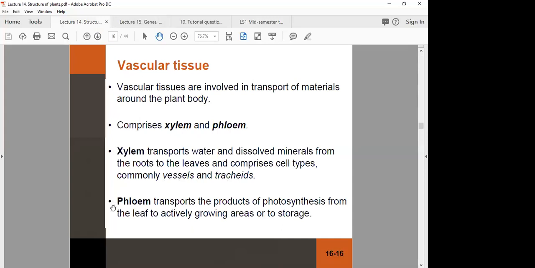The phloem vascular tissue transports the products of photosynthesis, from where these products are synthesized primarily in the leaf, to actively growing areas in the plant or to storage. So the products of photosynthesis, let's think about what these products are. Of course, they are carbohydrates, but we'll start referring to them now by the correct term, which is photosynthates. So let me type that in there.